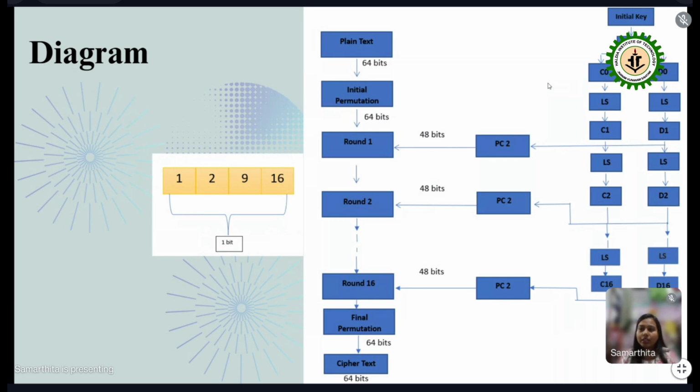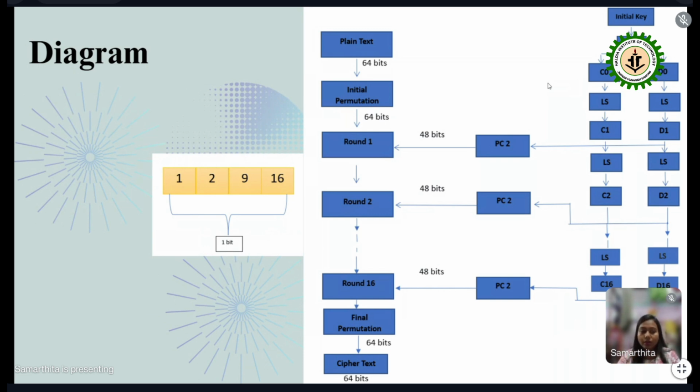Now you may ask how the bits are getting reduced. 8 bits got reduced. What is the process? Every 8th bit, that is 8, 16, 24, 32, these are called the parity bits, and these get discarded. Okay, this is permuted choice 1.